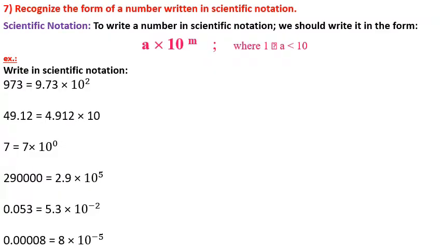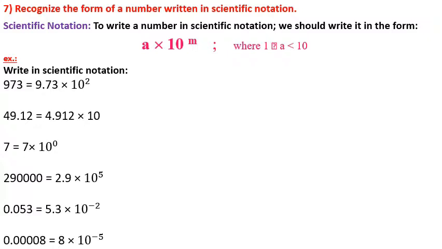The seventh objective in our lesson is to recognize the form of any number written in scientific notation. Why do we use the scientific notation? As I said, the scientific notation is to write big numbers, very big numbers, and very small numbers in a simple way. So what is the scientific notation?